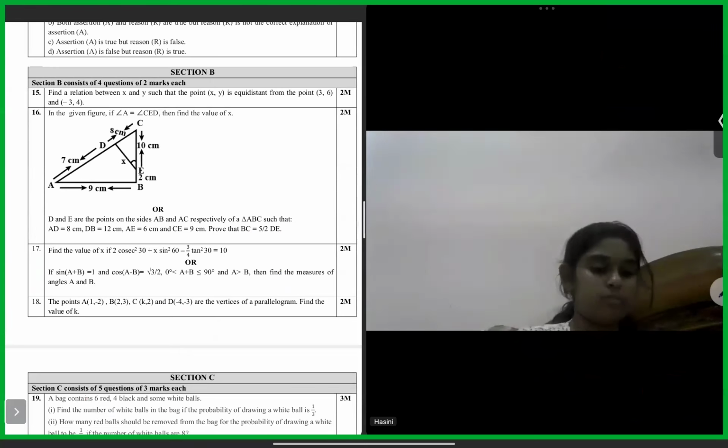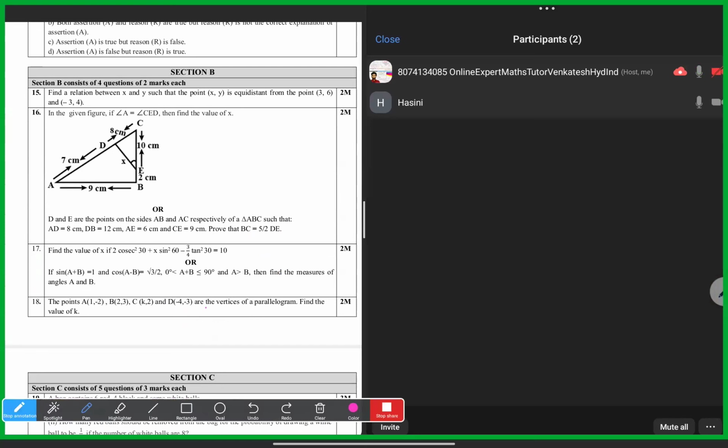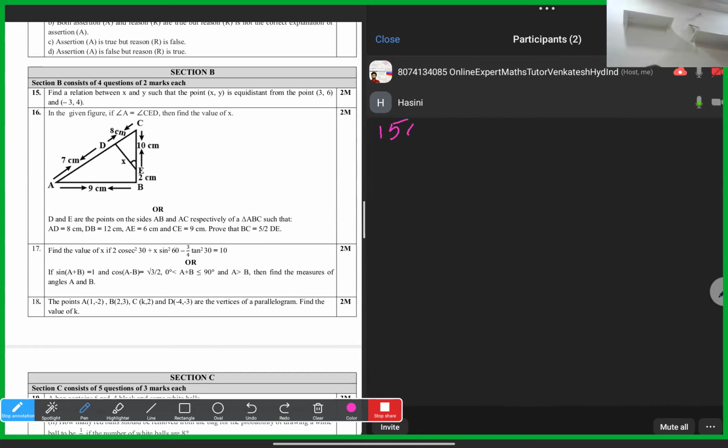So, Hasni, the 15th one, read the question. Find the relation between x and y such that (x, y) is equidistant from the points (3, 6) and (-3, 4).